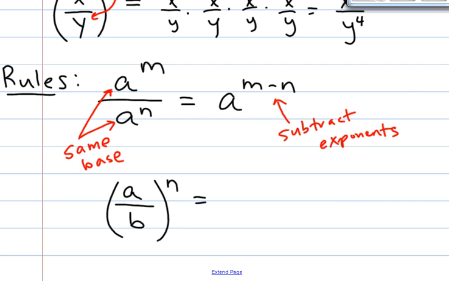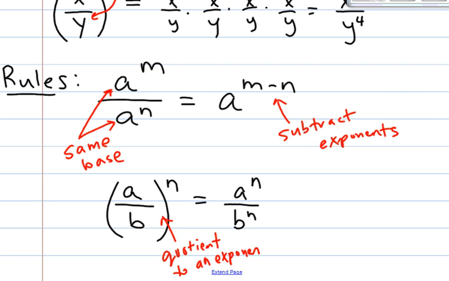And for the second example, we have a fraction. They're different numbers, and then those are both raised to the nth power. So what you're going to do is distribute that n. So we have a to the nth power divided by b to the nth power. So again, let's write that out. Quotient to an exponent. Then the exponent gets distributed. Okay, so same thing that we did before.